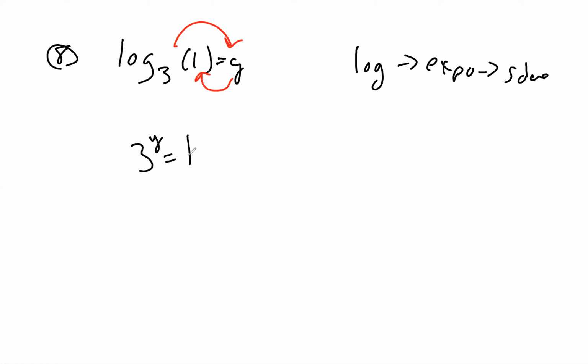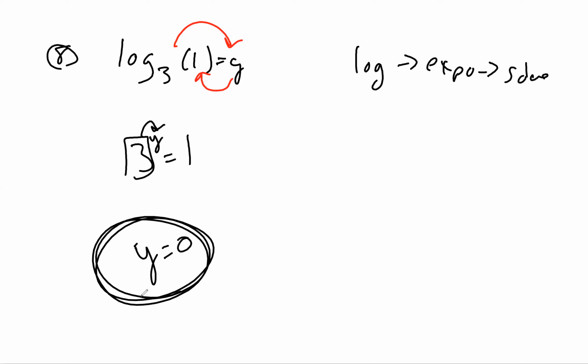Now, this is one of those things that we just have to know. We know that anytime you have a number that's not 0, and you raise it to this particular power, it's going to give me 1. And in this case, that power is 0. And so this is one of those things that you're just going to have to memorize. Any number raised to the 0 is going to give me 1. So my answer is 0. Now I'm done.